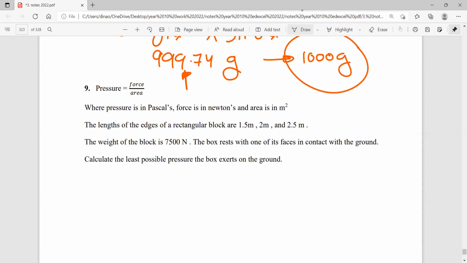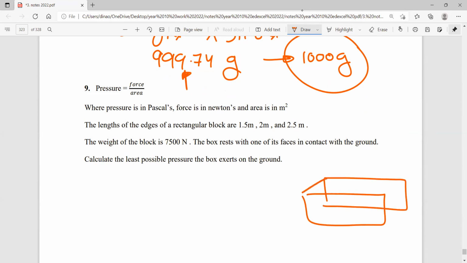Question 9 says pressure equals force over area. When pressure is in Pascal and force is given, the length of the edges of a rectangular block are given. A block is a 3D shape. I'm going to do a small sketch of my 3D shape. Let's put the dimensions anywhere, it doesn't matter: say this is 2.5, this is 2, and this is 1.5. The faces are 2 times 1.5, then this face which is 2.5 times 2, and then the one facing us which is 2.5 times 1.5.